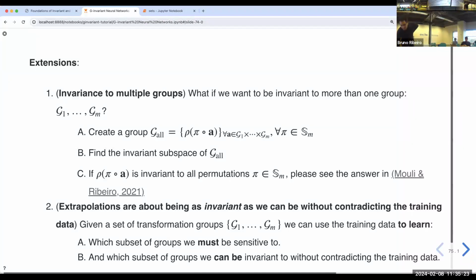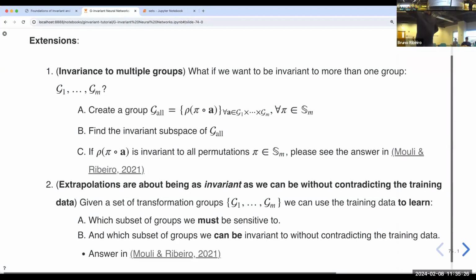Now I have a few extensions. What if you want invariance to multiple groups? You have this rotation group, you have flips, you have a bunch of other things, and you have permutations, many things you want to be invariant to. What do you do? One solution is to form the group with all the possible permutations of these operations applied. That new group is the group that you need to be invariant to, and you do the same thing with the Reynolds operator for this group.